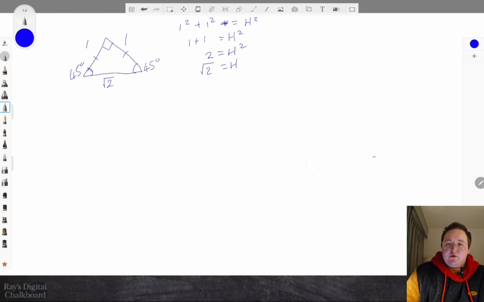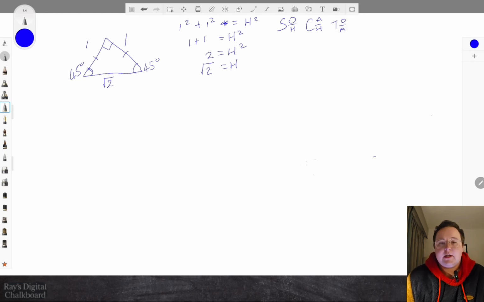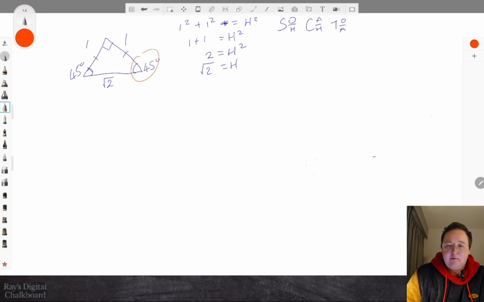And now we just need to use SOHCAHTOA. So sine is opposite over hypotenuse, cos is adjacent over hypotenuse, and tan is opposite over adjacent. Let's pick the angle that we're going to use. We're going to use this angle here and we'll label our sides. As we've already said, the side opposite the right angle is our hypotenuse. Then the side opposite the angle that we're looking at is our opposite, and the side adjacent that isn't the hypotenuse becomes the adjacent.